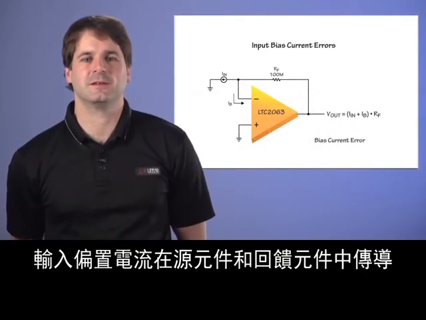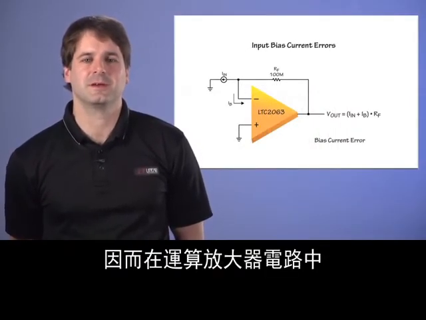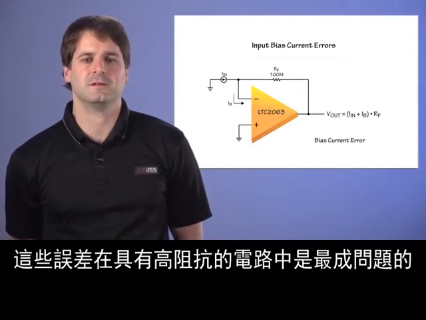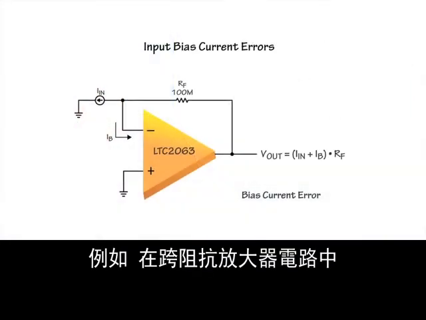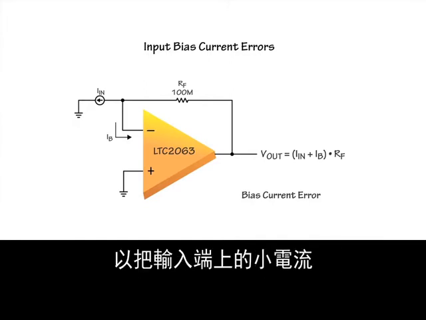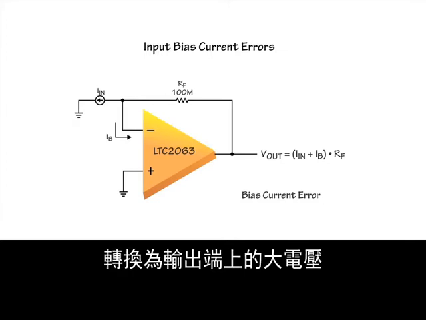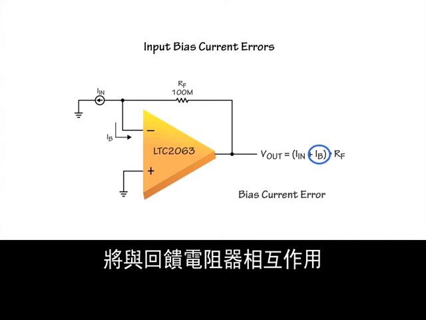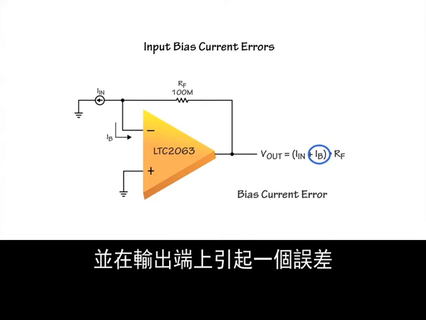Input bias current conducts in source and feedback components, creating unwanted errors in operational amplifier circuits. These errors are most problematic in circuits with high impedances. In a transimpedance amplifier circuit, for example, large value feedback resistors are often used to convert small currents at the input to large voltages at the output.